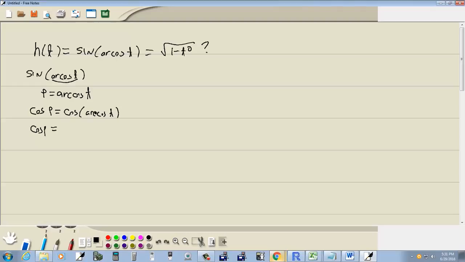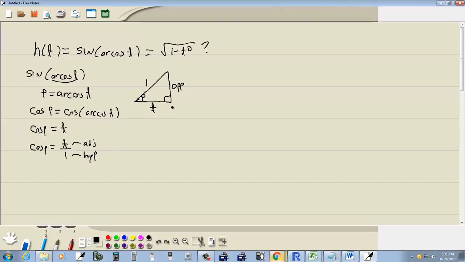Now cosine and arc cosine cancel each other. Excuse me. Cosine p is equal to t, but I'll put that in fraction form, t over 1. Now remember, cosine is equal to adjacent over hypotenuse. So if I were to draw this, if this is p, adjacent would be t, and hypotenuse would be 1. And this is unknown. This will be our opposite side.